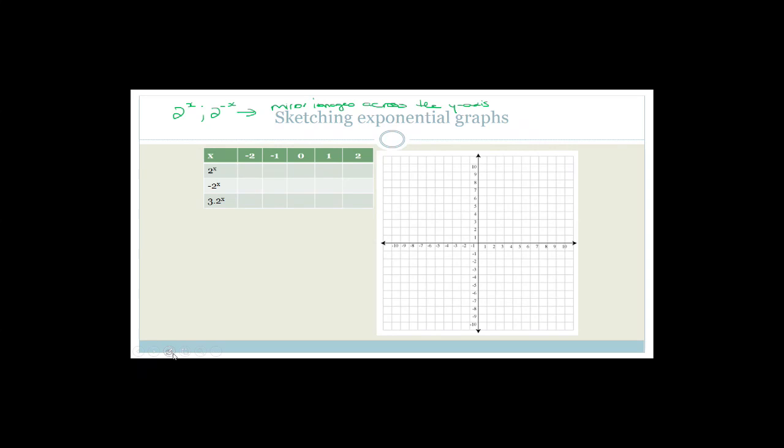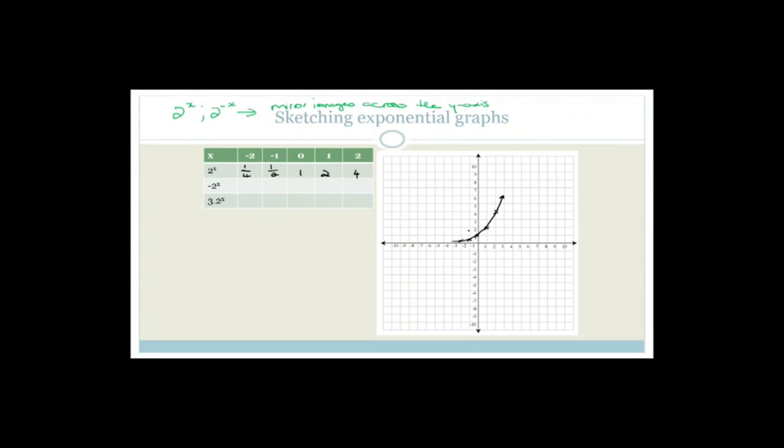So again, let's do our standard graph. So that's going to be minus 2. It's going to be 2 to the minus 2 is, I can't believe I'm struggling with this, it's a quarter. Sorry. A half, 1, 2, 4. Okay, so it's going to be x is minus 2, y is a quarter. X is minus 1, y is a half. Then x is naught, y is 1. X is 1, y is 2. And x is 2, y is 4.